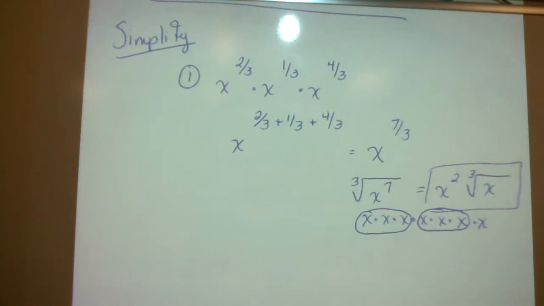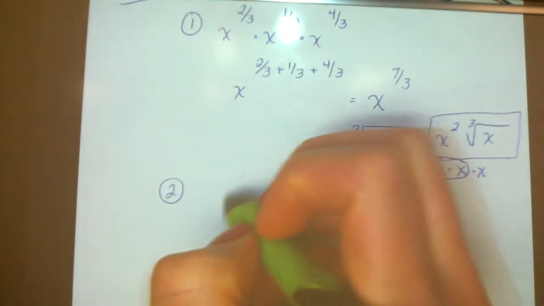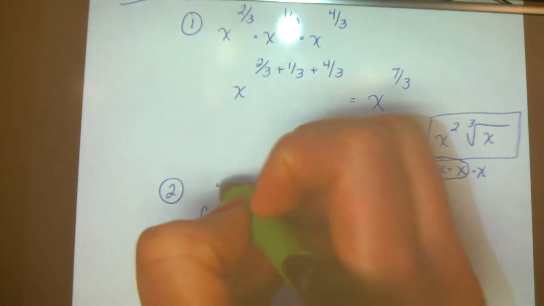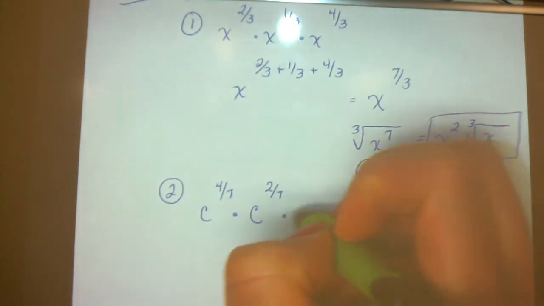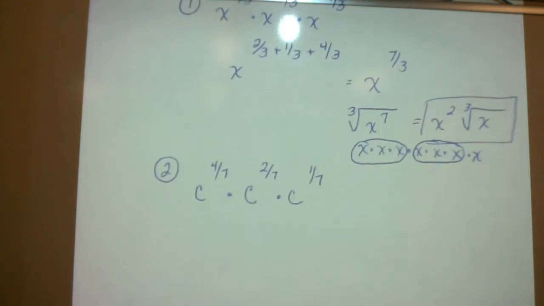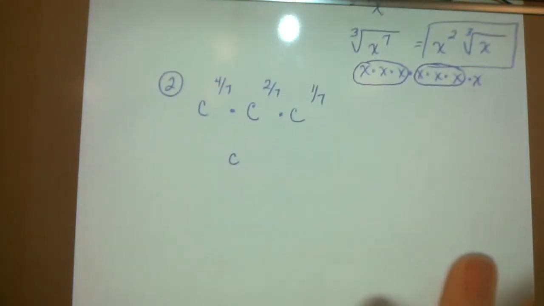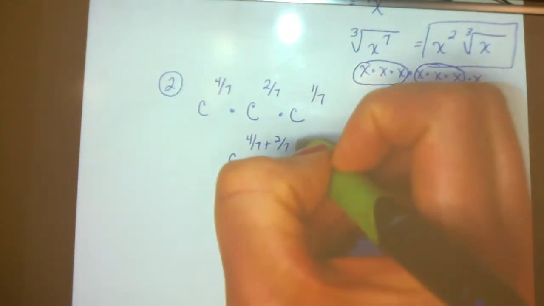Okay, let's try another one. Number 2. I've got c to the 4/7 times c to the 2/7 times c to the 1/7. All right, the bases are the same. It's c, so let's keep the base and add the exponents. I'm going to lift that up a little bit. I've got 4/7 plus 2/7 plus 1/7.